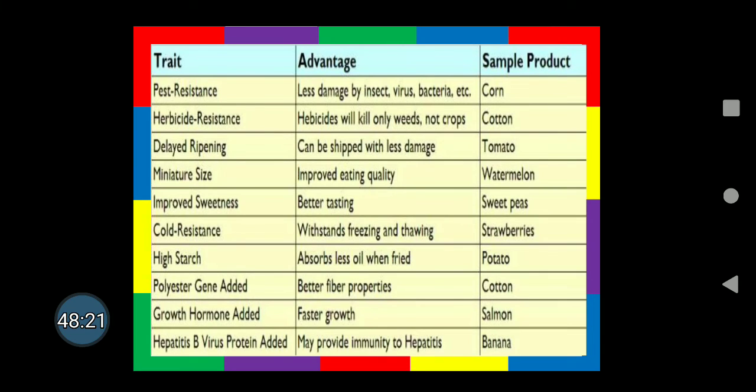So here we can see the traits and the advantages with sample products: pest resistance and herbicide resistance in cotton, delayed ripening in tomato, miniature size in watermelon, improved sweetness in sweet peas, cold resistance in strawberries, high starch in potato, and a polyester gene is added in cotton to get shine and increase shelf life. Growth hormone is added in salmon, and hepatitis B virus protein is added in banana.